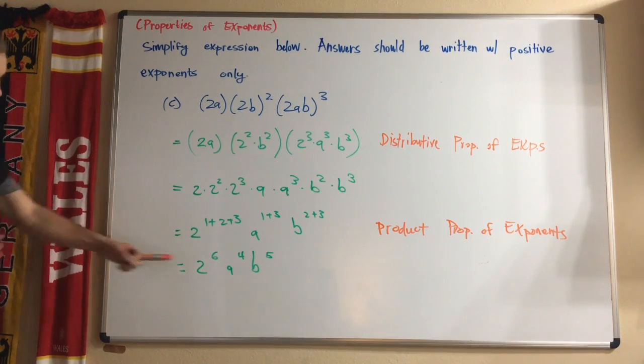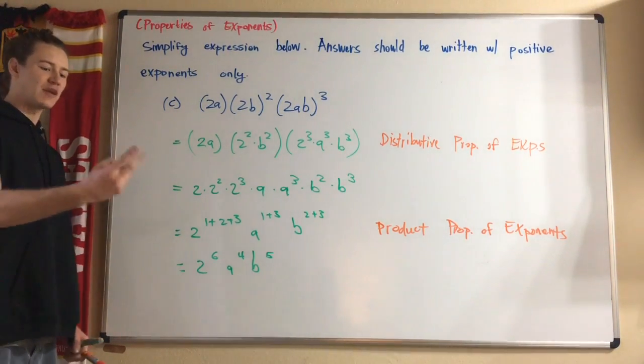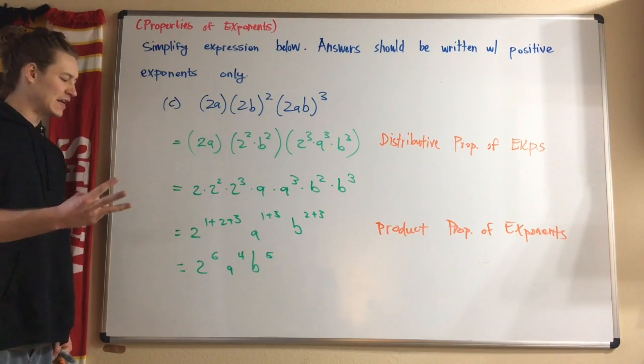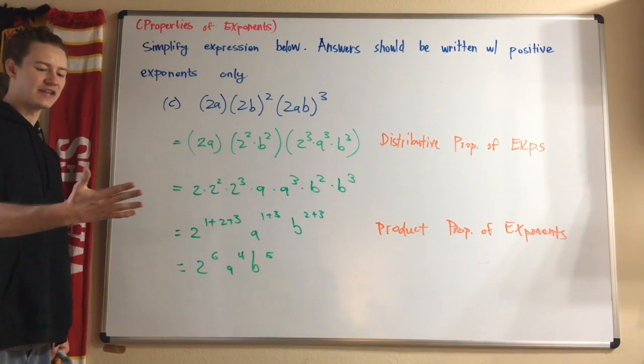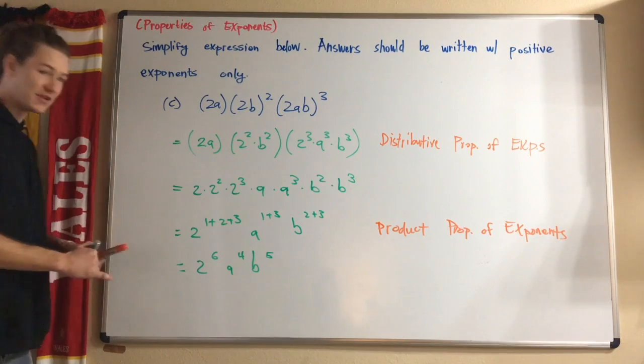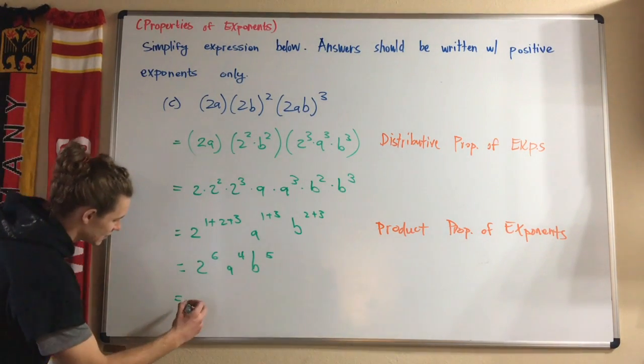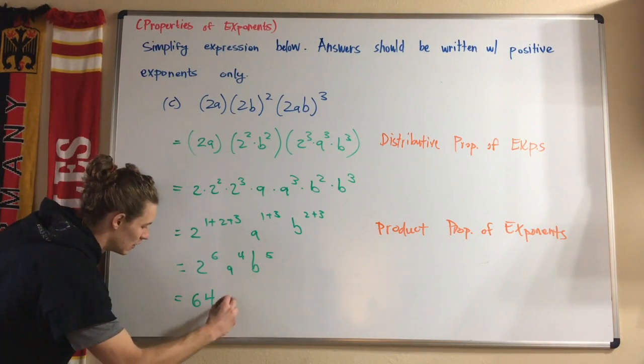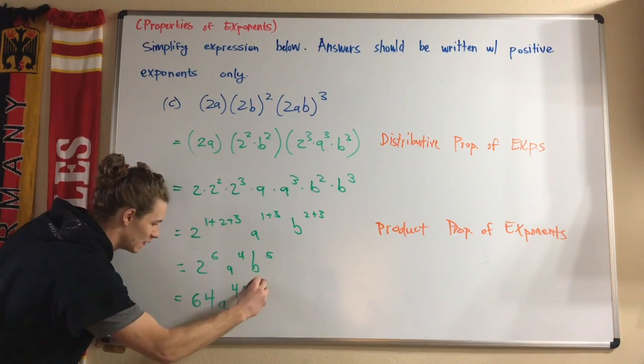To simplify this, we need to know what 2 to the 6th is. Well, 2 times 2 is 4, times 2 again is 8, times 2 again is 16, times 2 again is 32, and times 2 a sixth time is 64. So we can write this as 64, a to the 4th, b to the 5th.